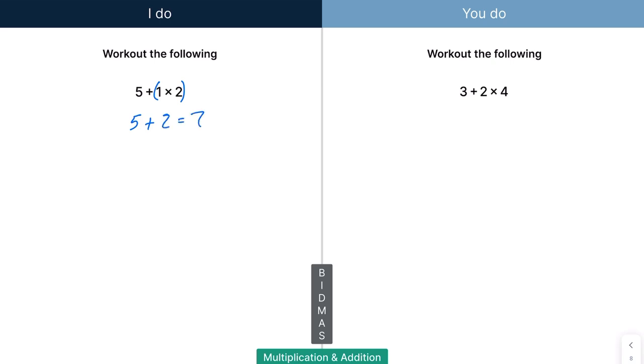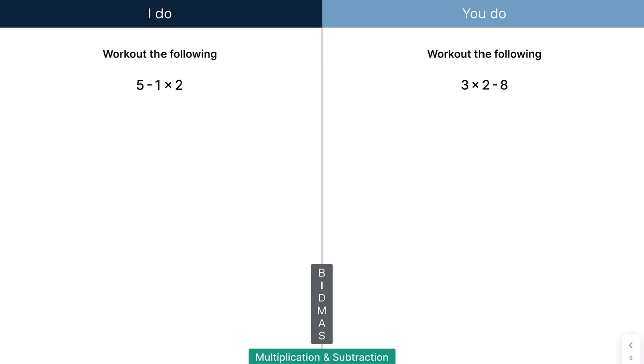So hopefully you've pressed pause and had a go at the example on the right. I'm going to put brackets around what I need to do first. If you look at BIDMAS, you can see that you need to multiply first. So let's put brackets around this. That then becomes 3 plus 4 times 2, which is 8. And then 8, 9, 10, 11 is your answer.